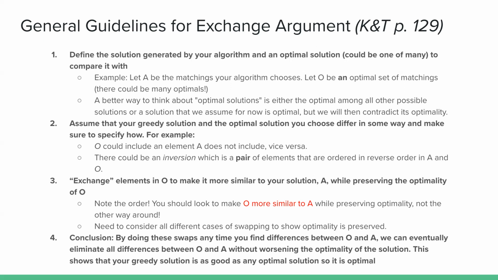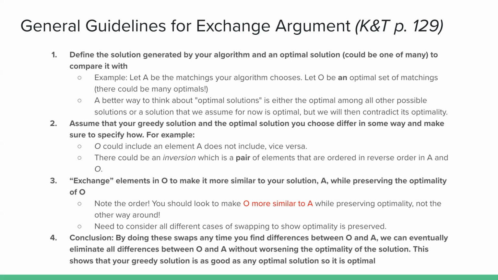Yeah, so by doing these swaps, anytime we find differences, like I mentioned, there's a number of differences between O and A. If we swap it every time we find a difference, we're making O more like A, proving that there's no loss of optimality, which implies that our solution A is equally as optimal. Does that make sense? Does exchange argument make sense? You guys saw that on homework 2, I believe.